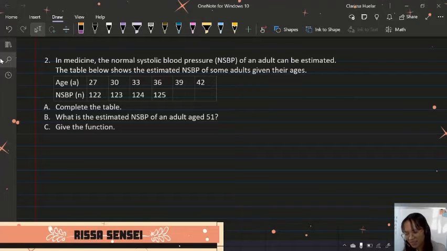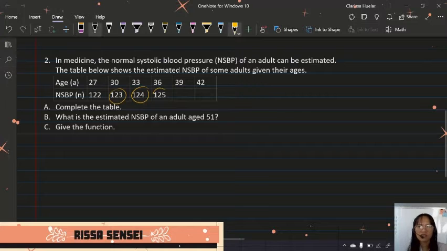You can Google it. And the normal blood pressure for an adult should be not more than 120 systolic over 80. So, 120 over 80 dapat. That is the normal blood pressure of an adult. Okay, so at the age of 27, his or her normal systolic blood pressure is 122. This is 123 for 30, 124 for 33 years old. At 36 years old, 125.